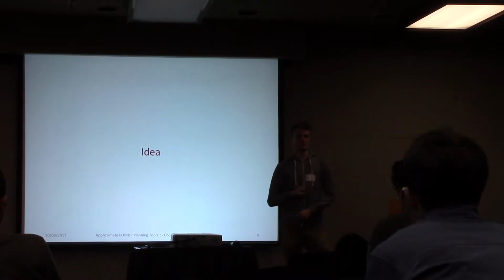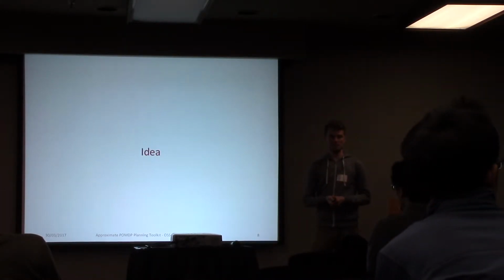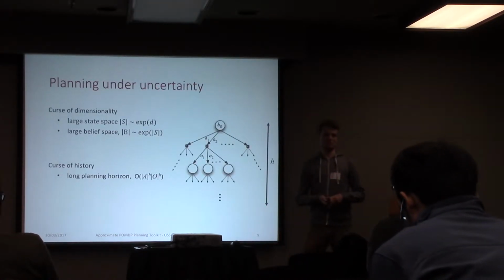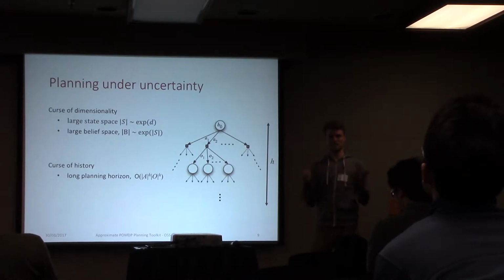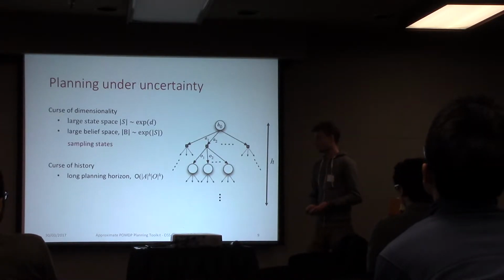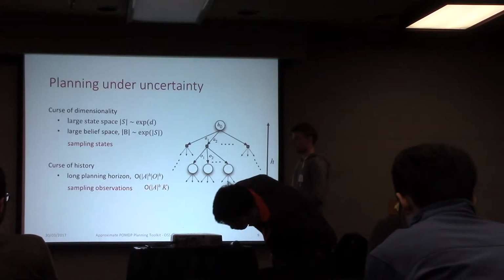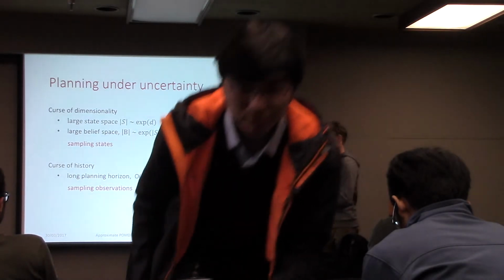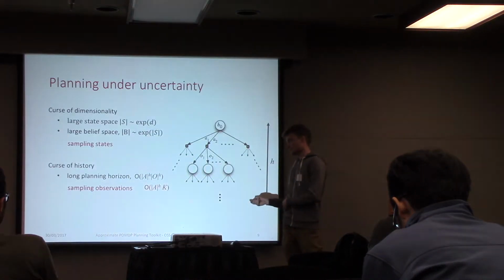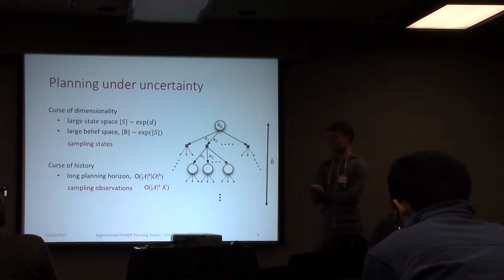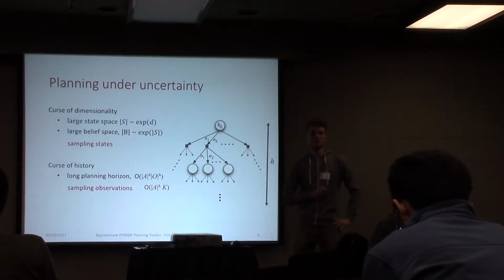And now I will tell you what is our idea that can make this search tractable. So our idea is quite simple. Basically we are going to represent uncertainty by sampling future scenarios. So by sampling states, we are going to alleviate the curse of dimensionality. By sampling observations, we are going to alleviate the curse of history. By this, we will be able to reduce the size of this belief tree, getting rid of the exponential dependency on the observations, and it will only have an exponential dependency in the number of actions.